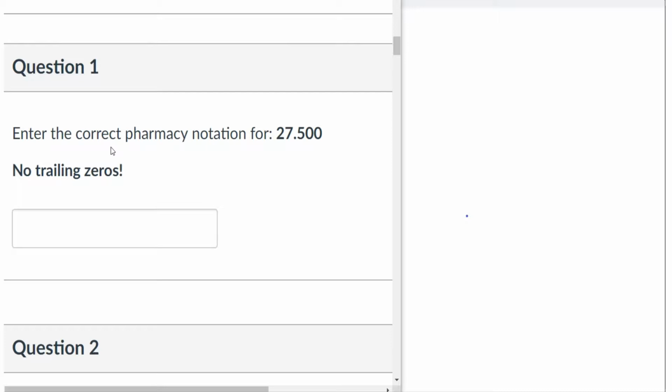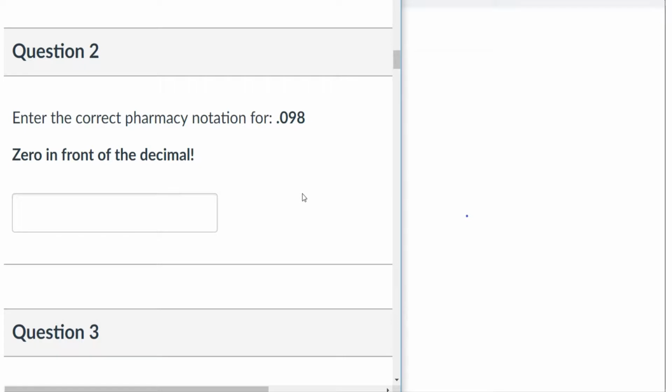So medical notation, pharmacy notation, you got to make sure that there are no trailing zeros. So for this one, just leave off the 2 zeros at the end. So you just want to document 27.5 for number 1.